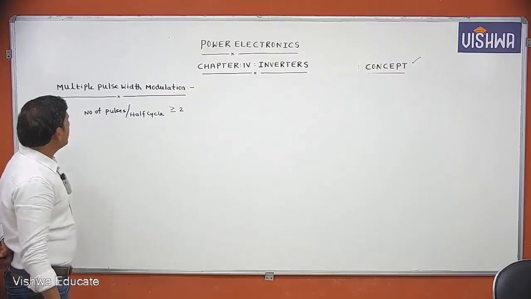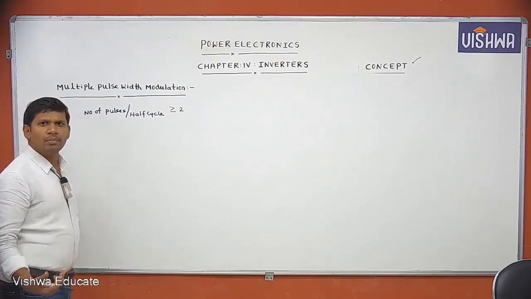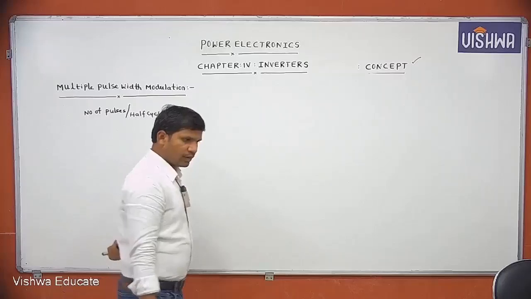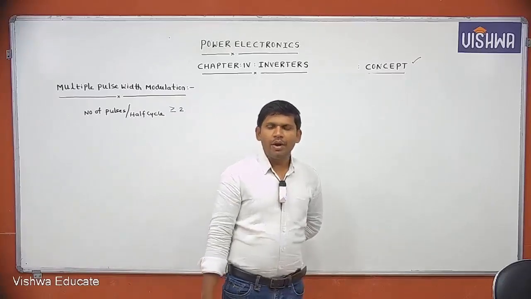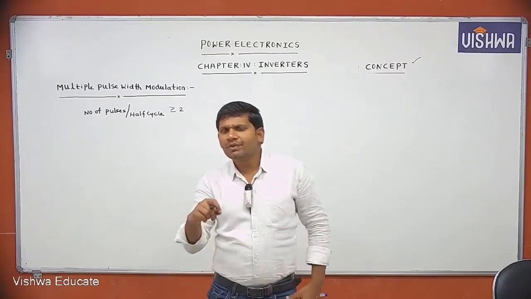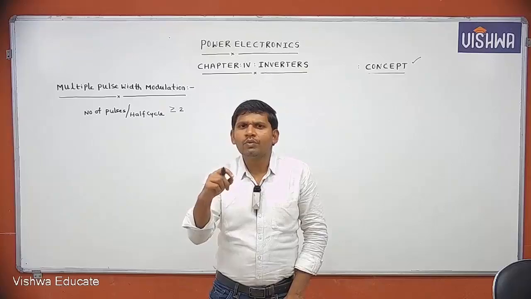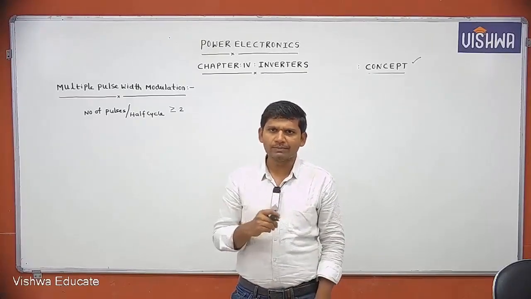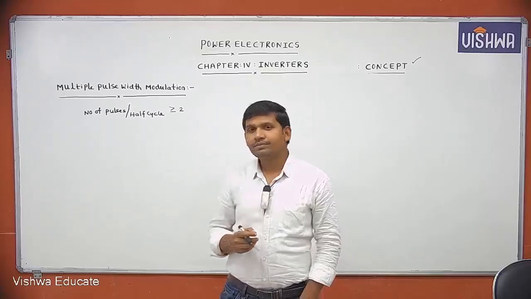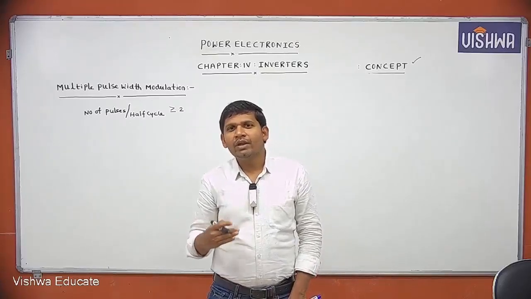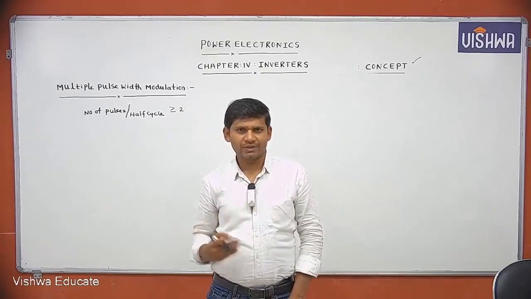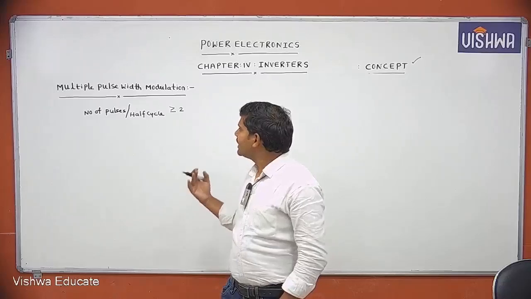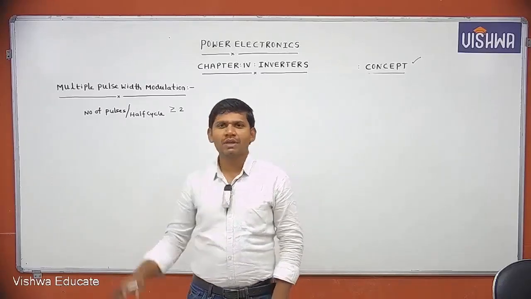Then what is the need of generating more number of pulses per half cycle? The point to remember: in a single pulse width modulation, at a time only one harmonic is eliminated, that is the low order harmonic. But if you want to eliminate more number of harmonics at a time, then it is required to generate more number of pulses per half cycle.